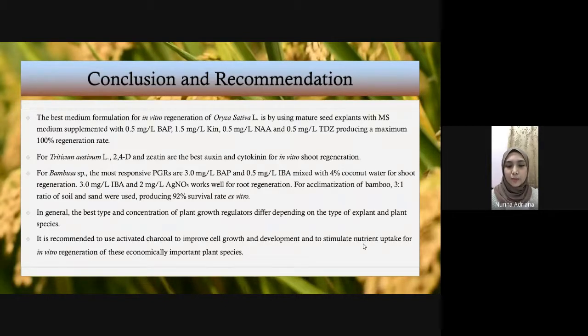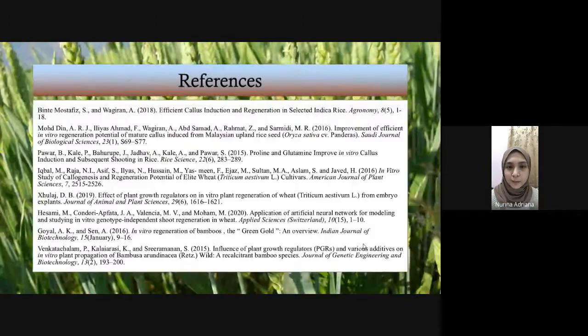In general, the best type and concentration of plant growth regulators differ depending on the type of explant and plant species. The recommendation for this review is to use activated charcoal to improve cell growth and development and to stimulate nutrient uptake for in vitro regeneration of these economically important plant species.